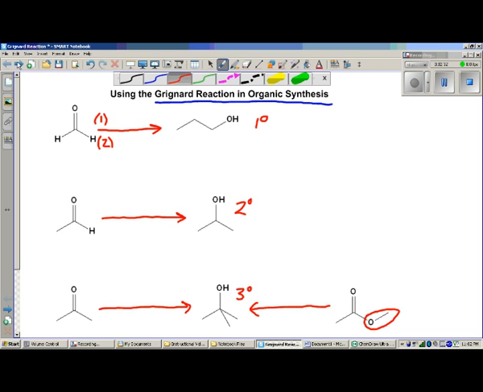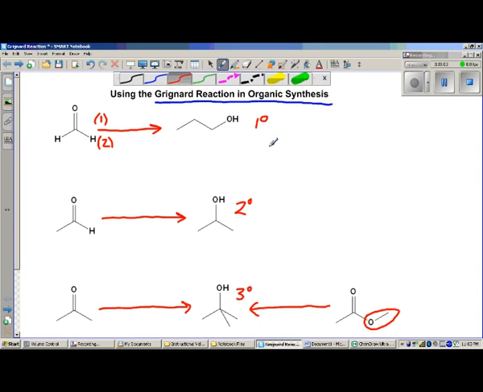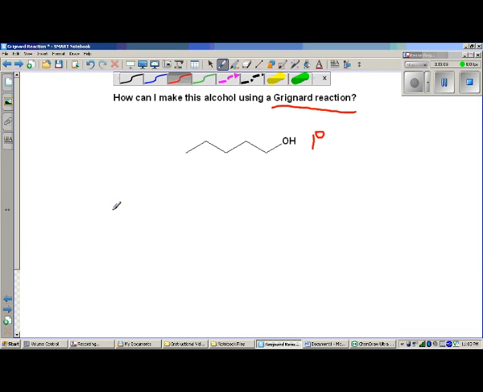All right, so let's have a look here. How can I make this alcohol using a Grignard reaction? When it says using a Grignard reaction, that implies you have a Grignard reagent and you have a carbonyl group. And the thing that we have to go off here is, well, what sort of alcohol do I have? Hopefully you can see, well, I clearly have a primary alcohol. And if I have a primary alcohol, we just go back to our first slide. A primary alcohol, we have to use formaldehyde for that. So that means, okay, well, let's have some formaldehyde.